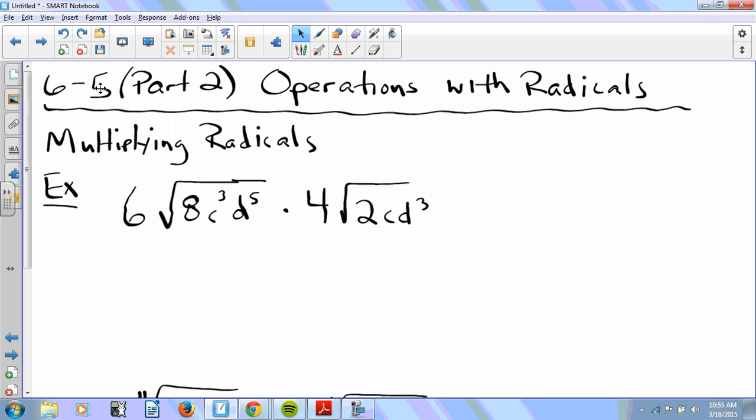Okay, so 6-5, the second half of 6-5, we're talking about this idea of operations with radicals. We're going to add, we're going to subtract, we're going to multiply, and we're going to divide them.